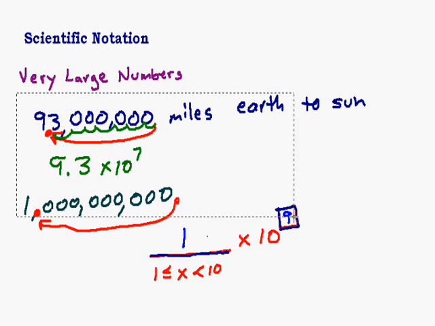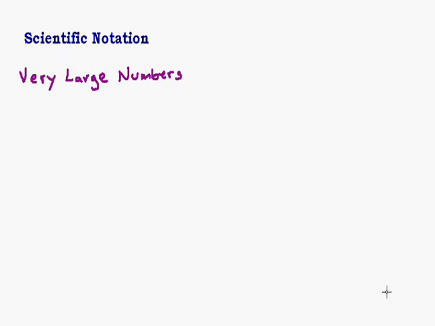Alright, let's look at another example, and maybe you could try this one. You could pause the video and see if you could write this in scientific notation. 6, 5, 0, 0, 0. How about that one? Okay. Pause it, see if you can write it in scientific notation, and then start it again when you have your answer.